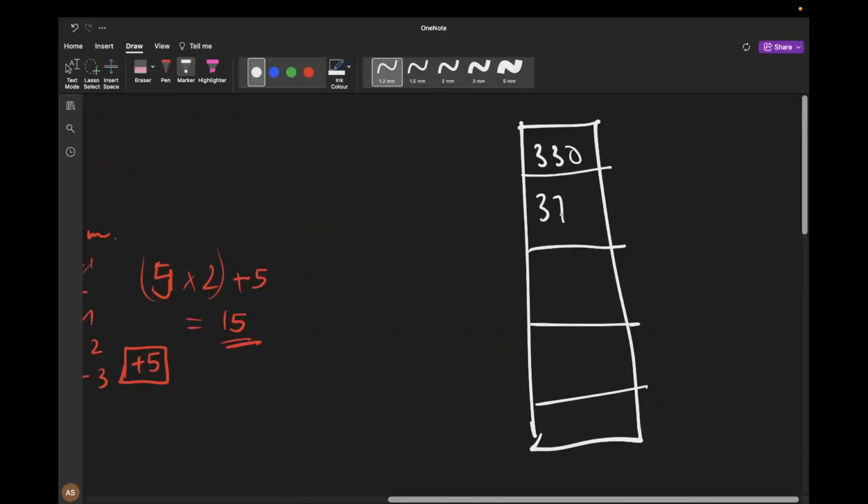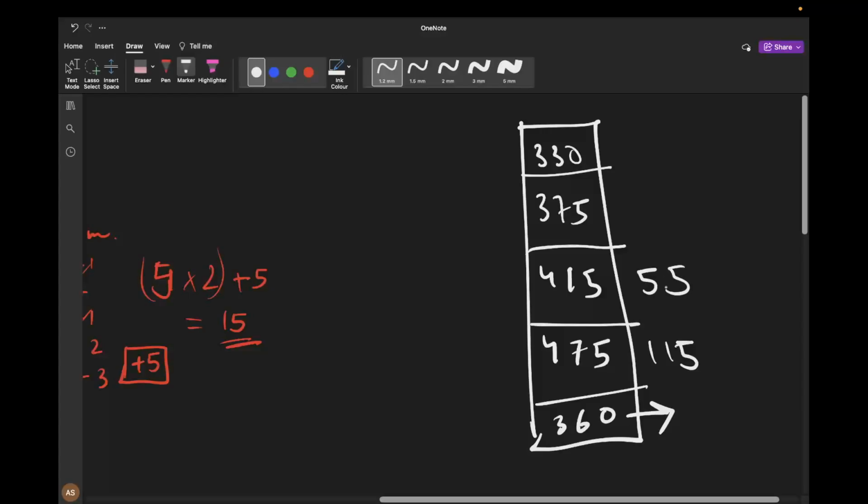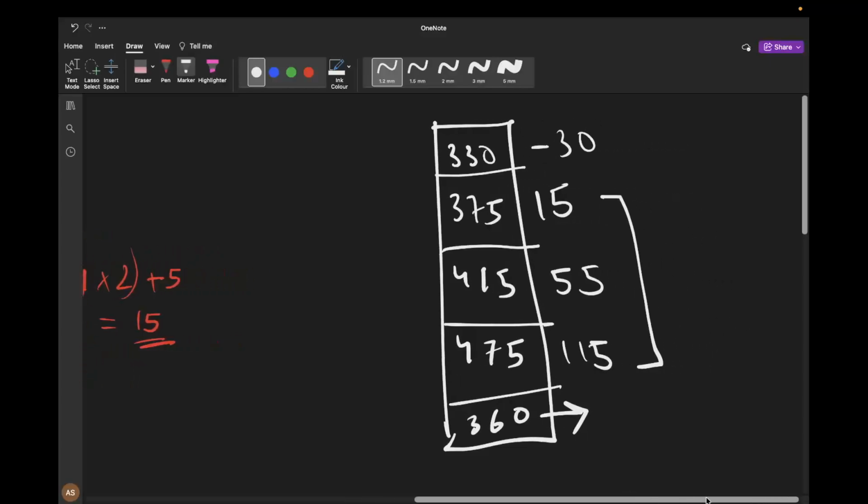330, 375, 415, 475 and 360. Whatever we want, we can assume as the mean. I want to assume 360 as our mean. So we have 115 plus, we have 55 plus, we have 15 plus, and we have 30 minus. It's not going to help a lot here, but we'll make it work, don't worry.